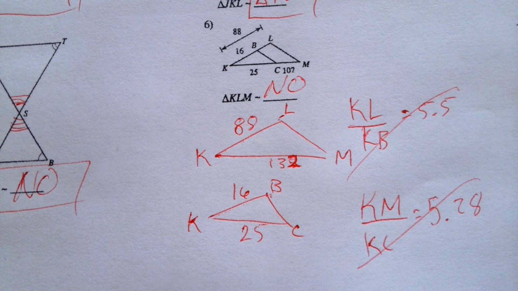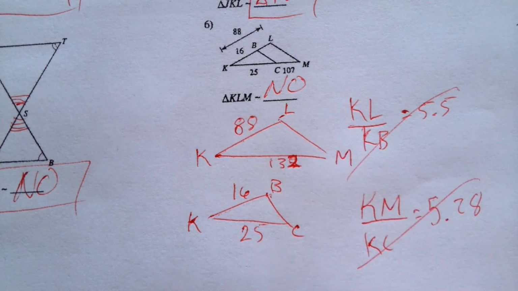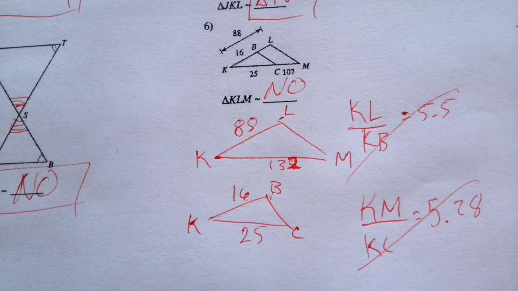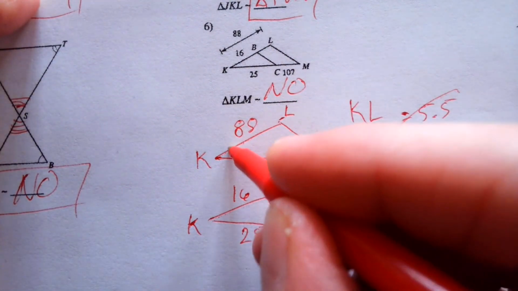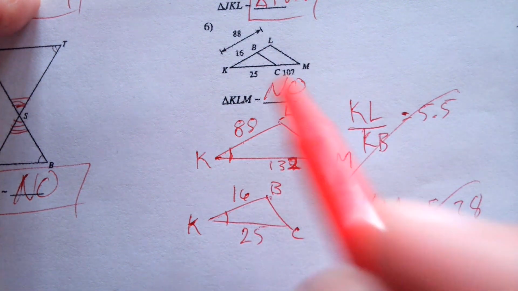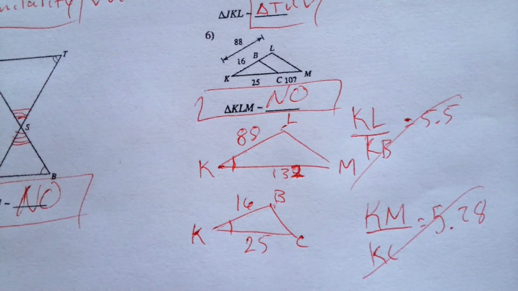What else do you notice is congruent between these two? Do we see anything? Based on the original picture, I separated them. Angle K is congruent to itself. But that doesn't really matter just because those sides weren't proportional anyway. And we compared them properly, so that's it for that.